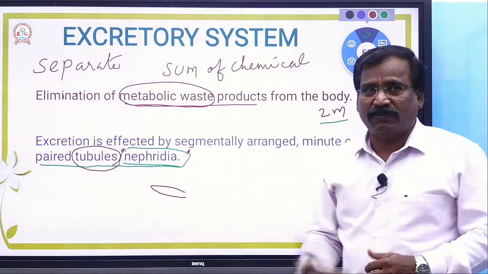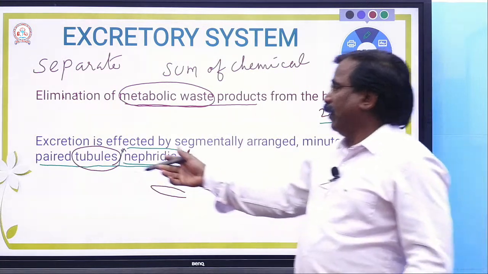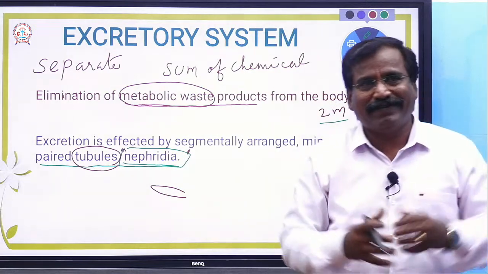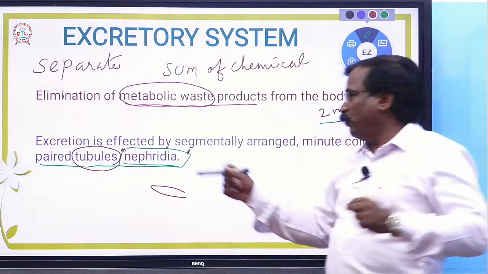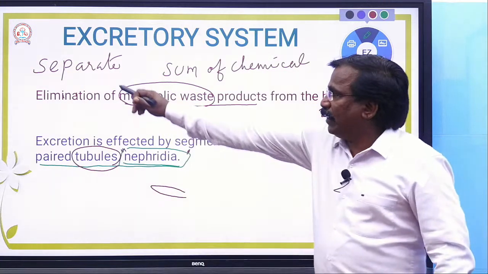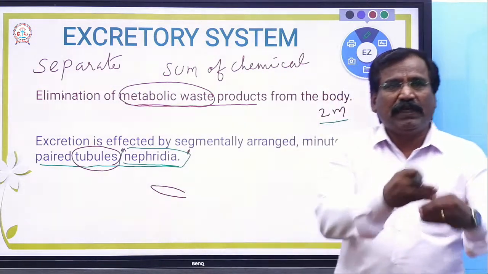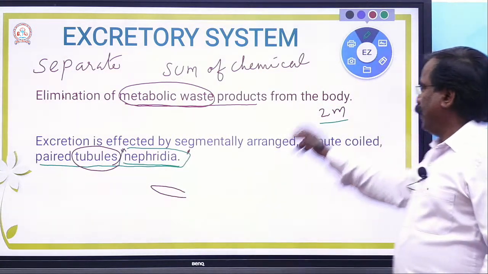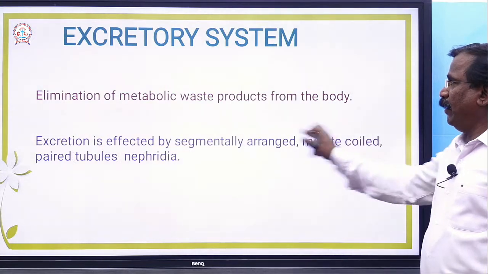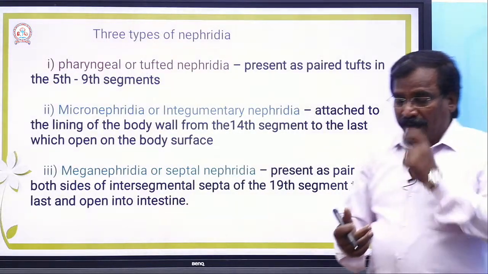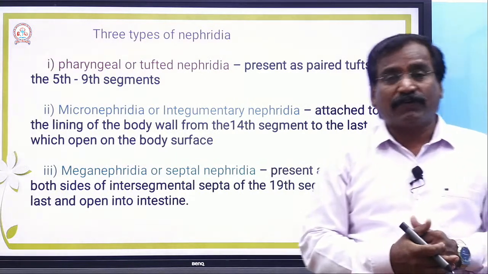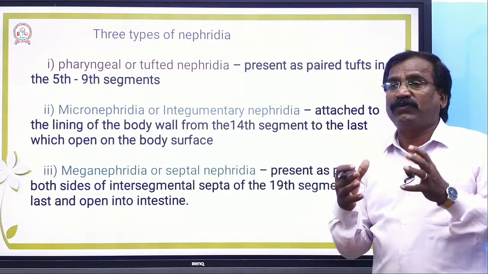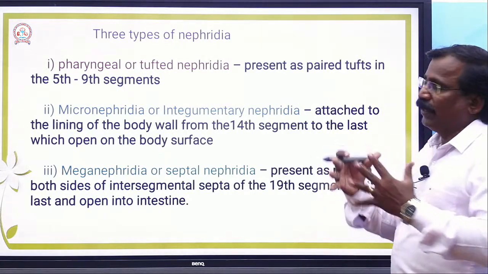We are going to discuss the structure in the next slide. Each segment has paired tubules, namely nephridia, which are responsible for the separation and elimination of the metabolic waste. Then next, listen, I said the excretory organ is the tubular structure called nephridium.